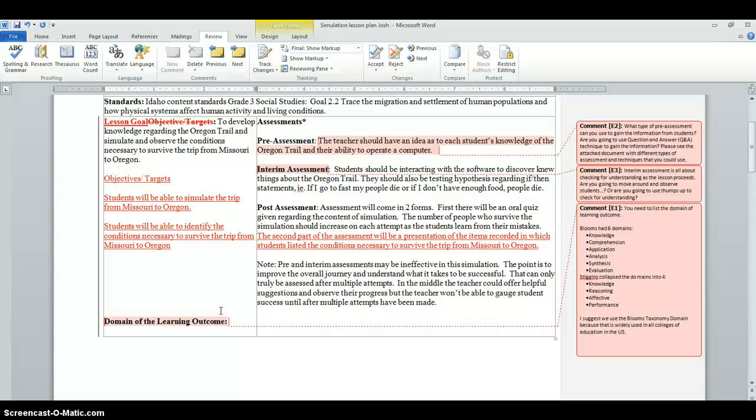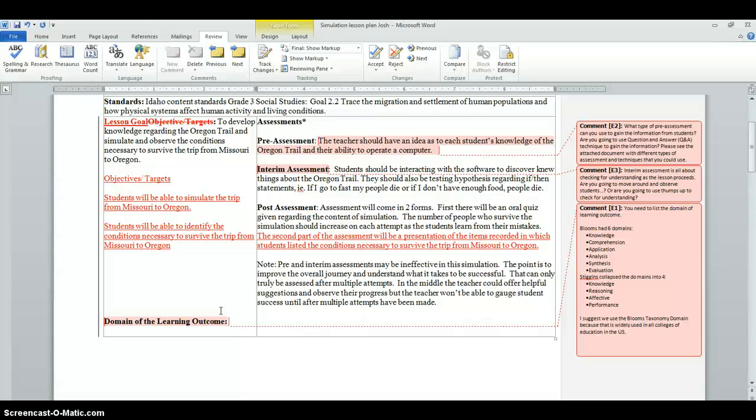I understand that. But when it comes to alignment of the objectives to the assessment, what it means is what you have as your objective should also be assessed. Like, how do you assess each objective that we have? So in the first one, you said assessment will come in two forms. First, there will be an oral quiz given regarding the content of simulation.